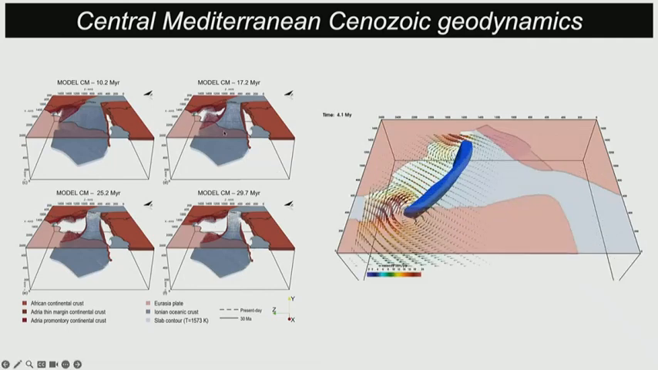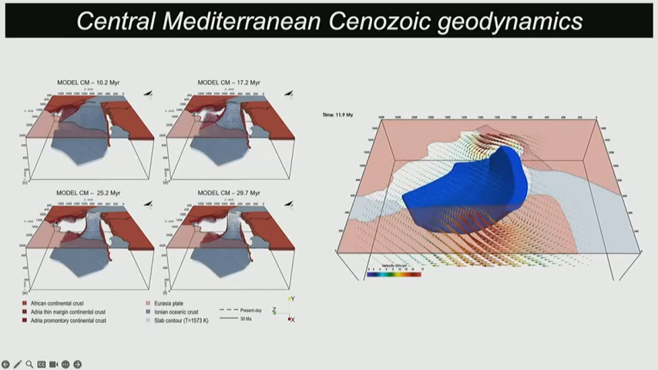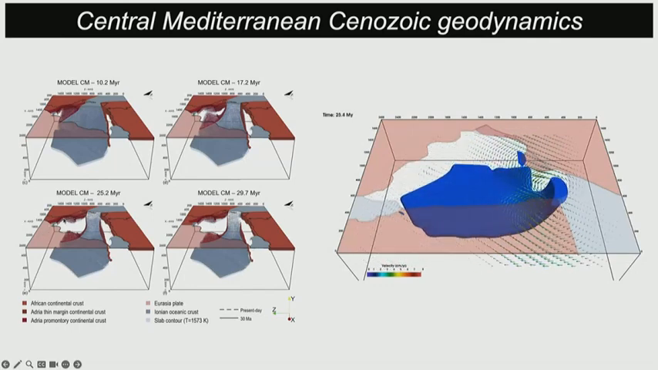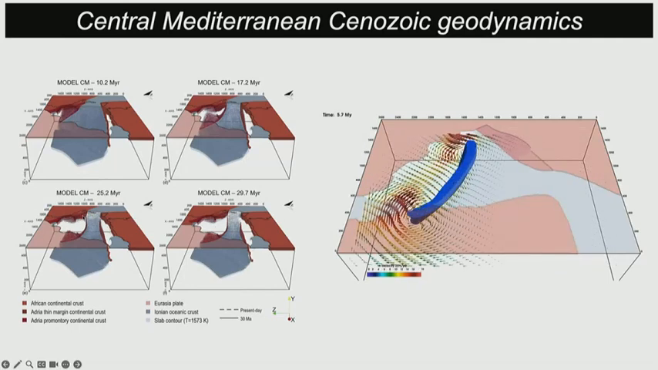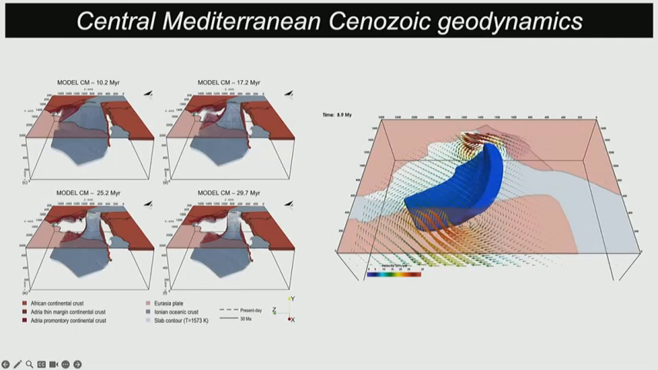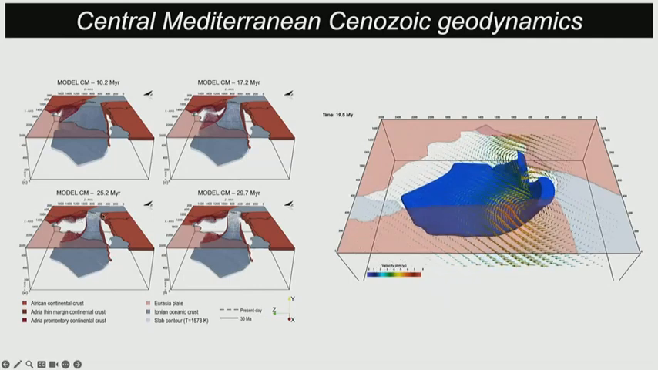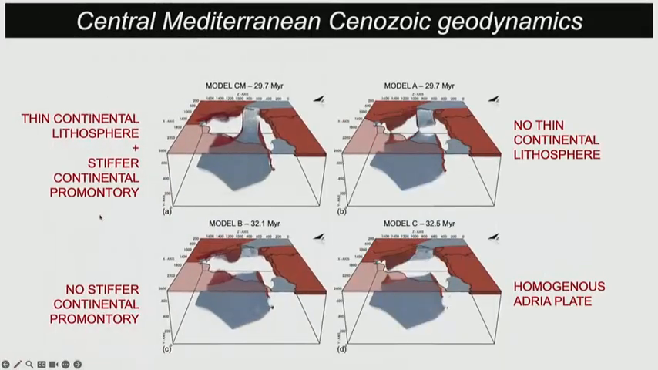And here you can see 4 different steps, right? The other thing is that the trench retreats in the northern Apennines up to the Adriatic coast, which is what we see today, while here, where there is the stiff continental promontory, it does not, and here, where there is the Calabrian arc, there is still subduction ongoing. This is just a parameter sensitivity test.